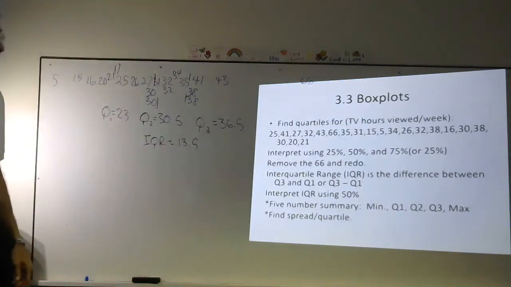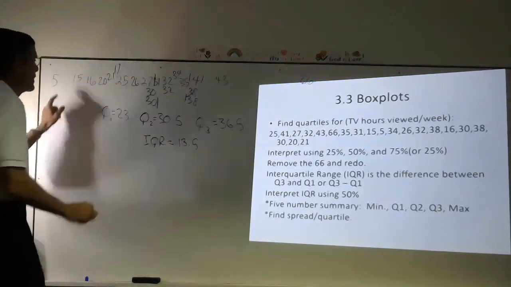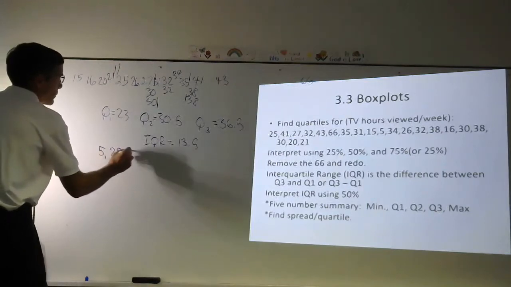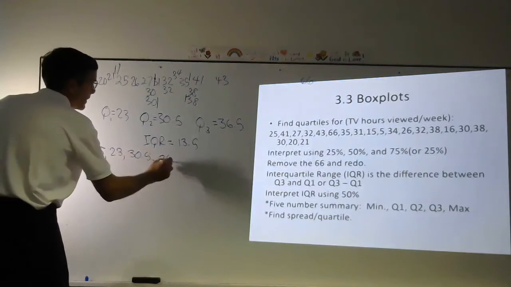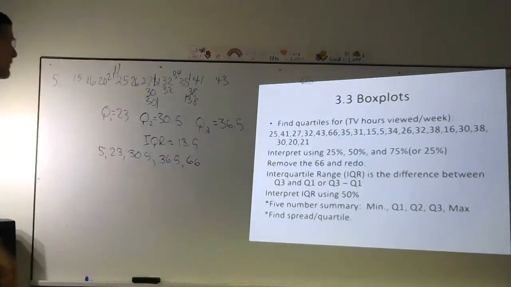All right. How about the 5-number summary now? Your minimum value is 5. Q1 is 23. 30.5 is Q2. 36.5 is Q3. And the biggest one is 66. There's your 5-number summary.